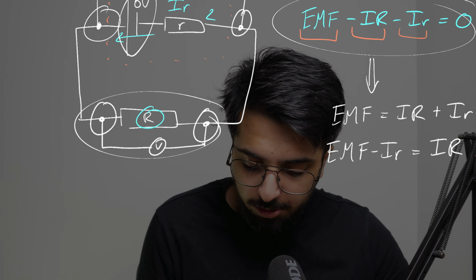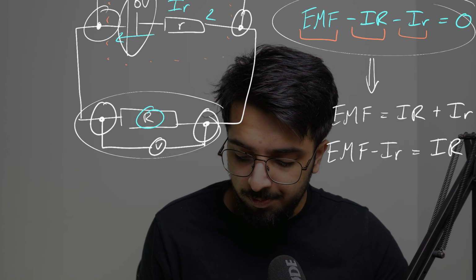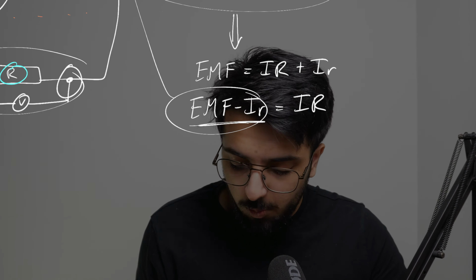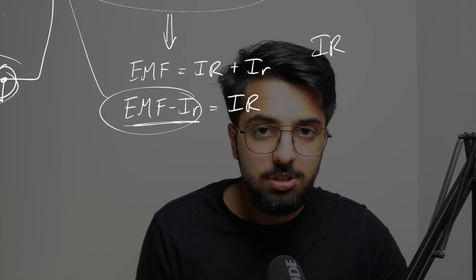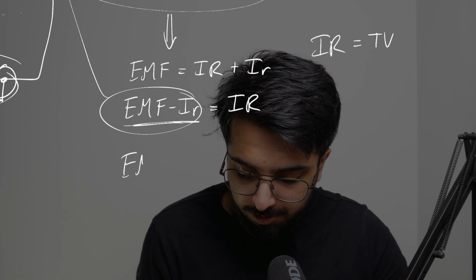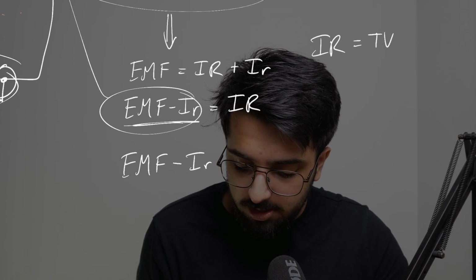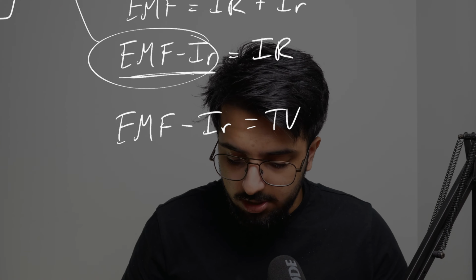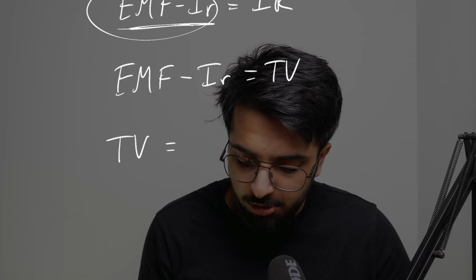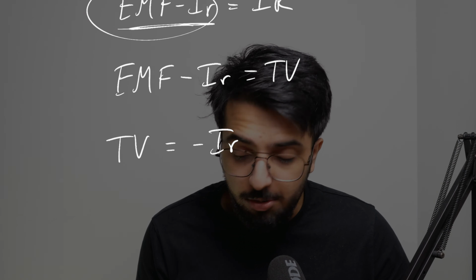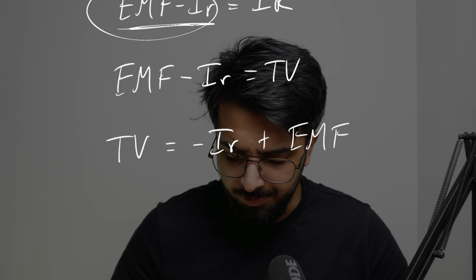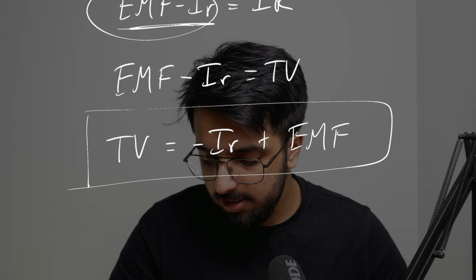That means because the voltage across this single resistor is equal to this scenario right here, and this scenario is our terminal voltage, we can say that IR, which is the voltage across our resistor, is equal to the terminal voltage. And so therefore our EMF minus the voltage drop due to our internal resistance is equal to the terminal voltage. And so if I were to rearrange this equation, we would have our TV is equal to negative Ir, which is our voltage drop due to our internal resistance, plus our EMF, okay?